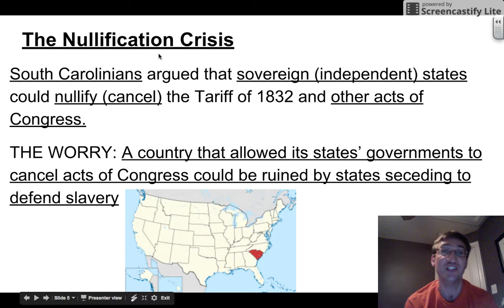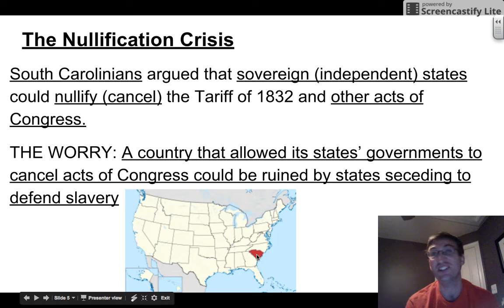The Nullification Crisis. South Carolinians argued that sovereign, meaning independent, states could nullify, meaning cancel, the Tariff of 1832 and other acts of Congress. The worry here was that a country that allowed its state governments, including South Carolina, to cancel acts of Congress could be ruined by states seceding, breaking away, to defend slavery.